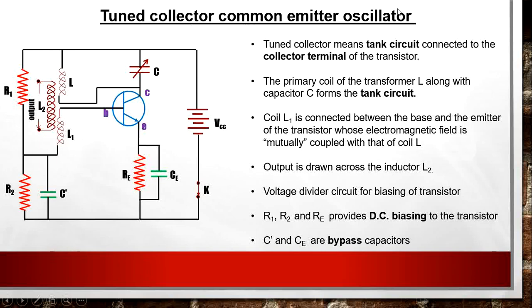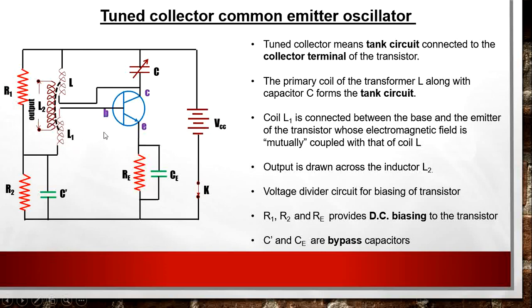And next is common emitter oscillator. So the transistor used here is in its common emitter configuration. So we are using here a common emitter transistor amplifier. Now the coil L1. This coil L1 is connected between base and emitter terminal of the transistor. And this coil L1 is connected with the coil L in such a way that mutual induction takes place between coil L and L1. The output is drawn across this coil L2.